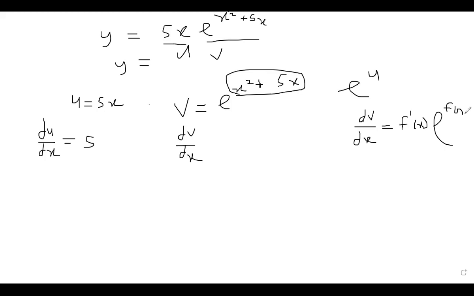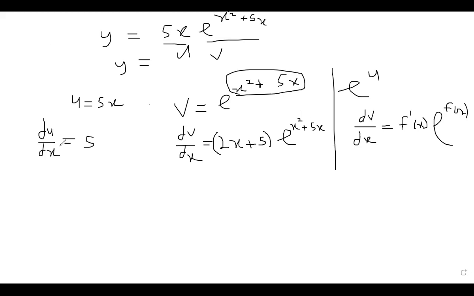Okay, good. So let's differentiate f of x, which is the power. When we differentiate, we get what? 2x plus 5. Okay, so that's the derivative of the power, then times e raised to power the same function, x squared plus 5x. Okay, and we have the derivative of v. What next? Come and apply the product rule.